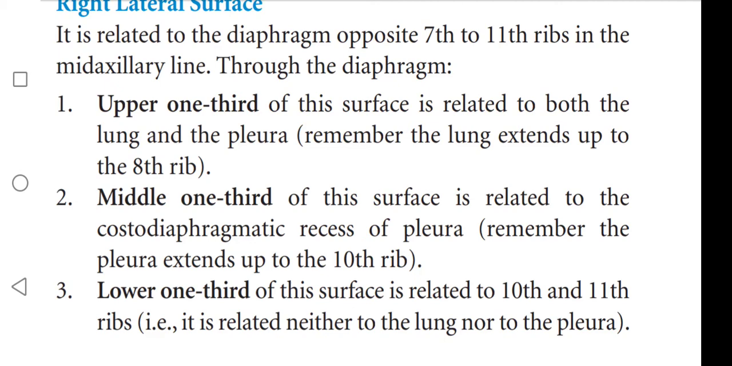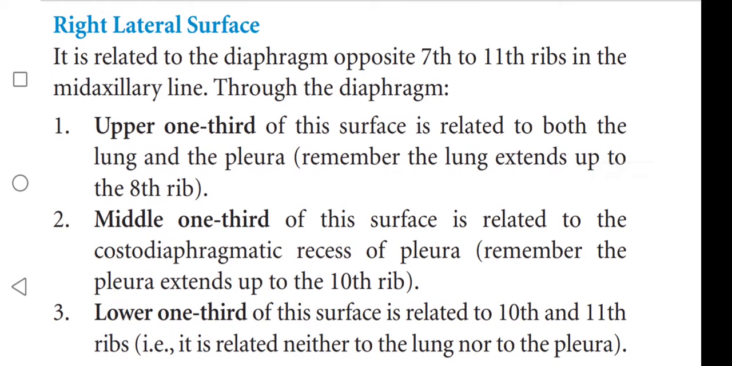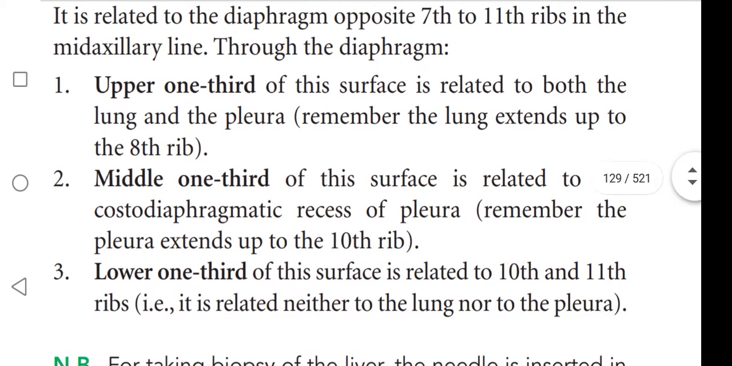Okay guys, the upper one-third of the right lateral surface is related to lung and pleura. The middle one-third is related to only the pleura, that is costodiaphragmatic recess. When it is the lower one-third, it is related to the 10th and 11th ribs. It is related to neither lung nor pleura.